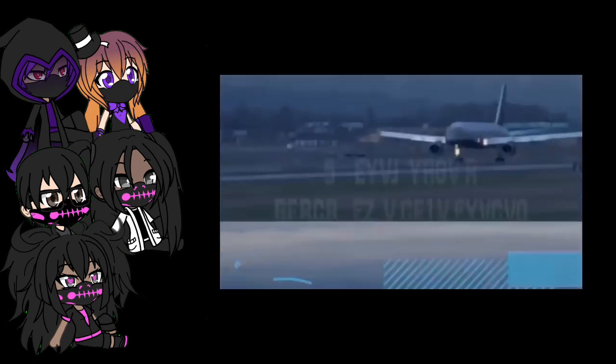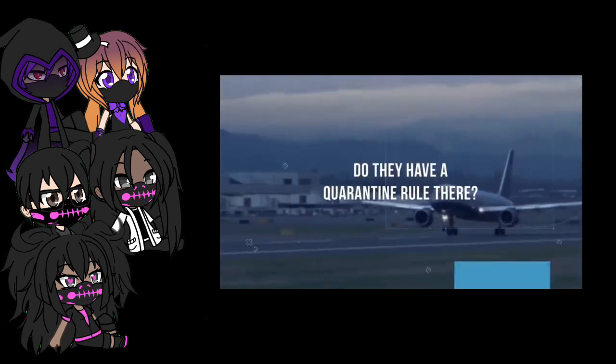So which one is better, flying or driving? It really depends on a lot of different factors. Other things you might want to consider is the destination. Do they have a quarantine rule there if you do fly there? Overall, I'd say driving is probably better, especially if you're going by yourself. But as long as you know the preventative measures that you can implement, you'll minimize your chances of getting the virus, whether you're flying or driving.